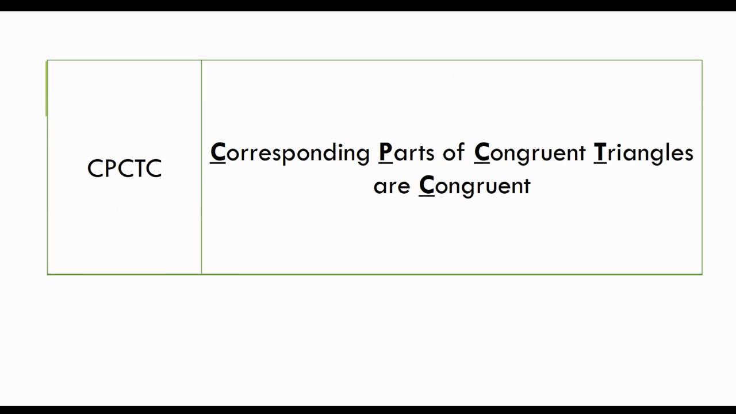So that brings us to this idea of CPCTC. It stands for corresponding parts of congruent triangles are congruent. Remember, corresponding parts are things that we've talked about since the beginning of this chapter. But if we have congruent triangles, like we did in the previous slide, we knew that all those other pieces that were not marked in the triangle had to be congruent because they were corresponding pieces. So corresponding parts of congruent triangles are congruent. We call this CPCTC.